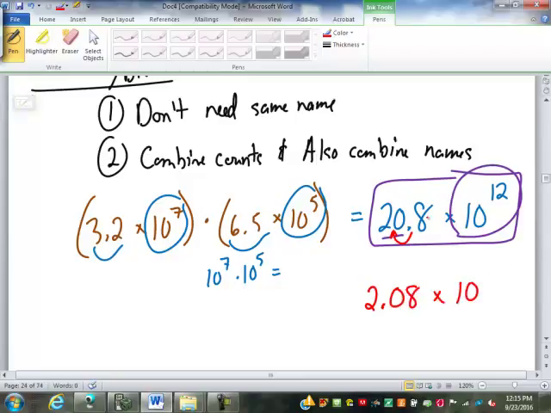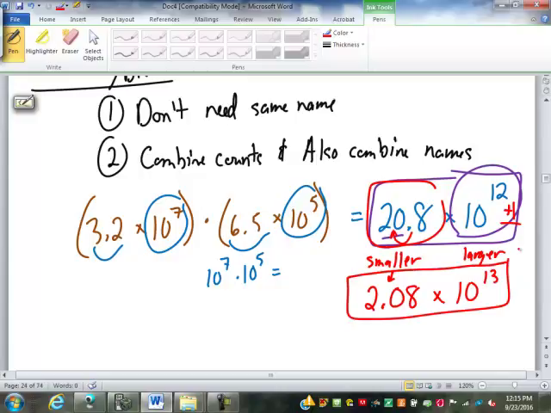But when I move my decimal point, I have to adjust the power on the 10. Did this number, when I went from 20 to 2, get larger or smaller? It got smaller, right? Went from 20 down to 2. If the number gets smaller, the power has to get larger. So the number got smaller by 1 place, and the power has to get larger by 1. So 12 plus 1 is 13. 20.8 times 10 to the 13th.